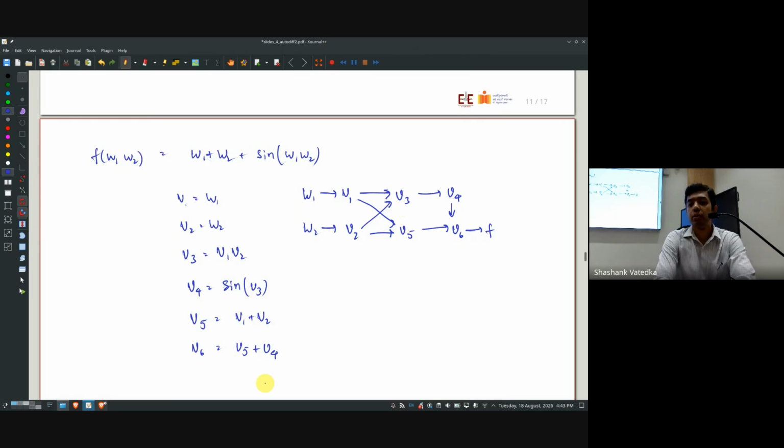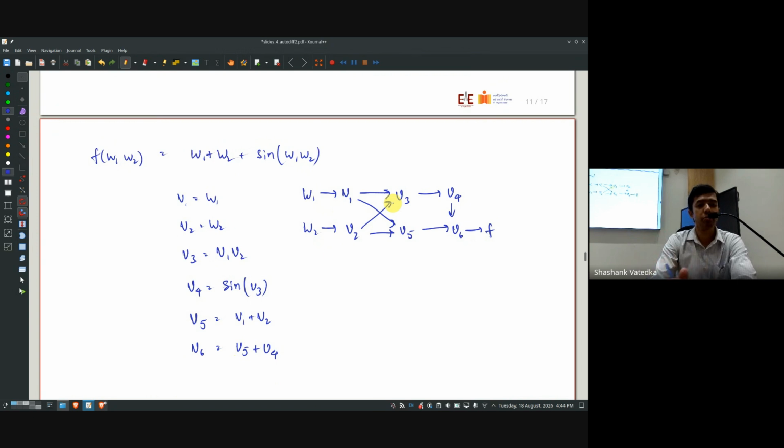All right. So now again, I have a directed acyclic graph, and I can basically use the same idea to find the partial derivatives of f with respect to W1 and W2. So you find the partial derivative of f with respect to V6, and I can find each of these individual partial derivatives of V6 with respect to V5, V4 with respect to V3, V3 with respect to V1, V3 with respect to V2, and so on. So the idea is still the same.